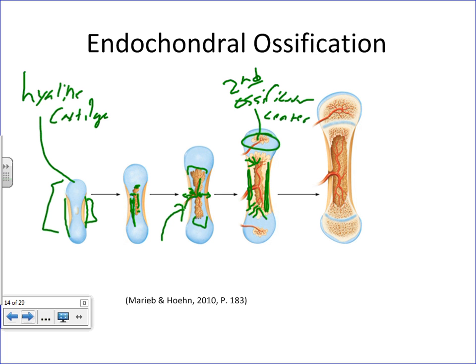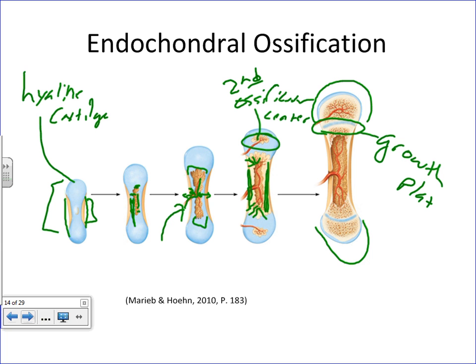Essentially, these secondary ossification centers will continue to allow bone to develop, and once you're born and as you grow after you're born, hyaline cartilage is still left on the ends of the bones, and you have this plate of cartilage. This is what we call a growth plate, or more specifically an epiphyseal plate. This is what allows bones to lengthen.